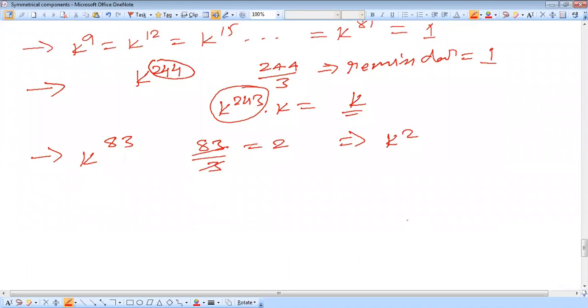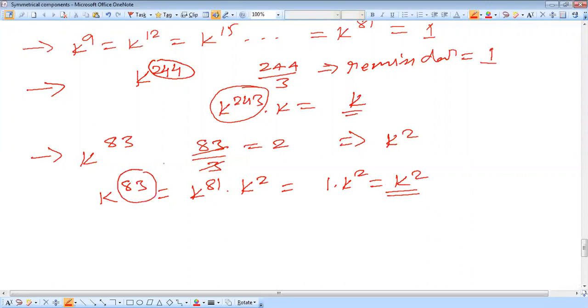Or another way you can do k power 83: you can write k power 81 into k square. k power 81 is nothing but a multiple of 3, so that equals 1 into k square, which equals k square. Otherwise, it is very simple: divide any power by 3 and see how much remainder you get. That gives the power of k, whether k square, k cube, k power 4, any power of k; you can easily determine the value.